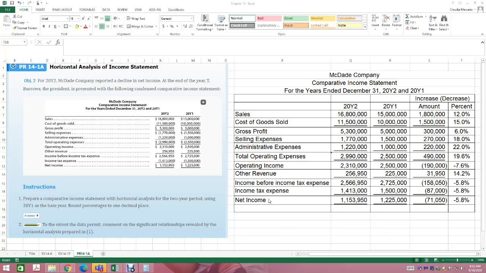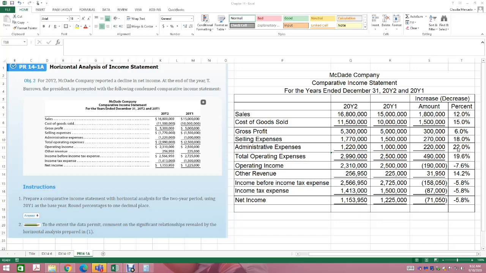So I can say my net income dropped by 5.8% from 20Y1 to 20Y2. I had a decrease of 5.8% in my net income. I had an increase of 22% in my administrative expenses. That's a pretty significant increase there.